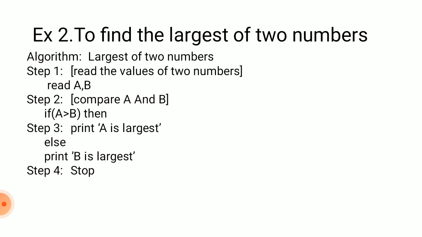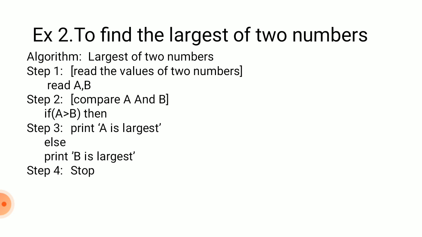Here the condition we have given is: if A is greater than B, you have to put the greater than symbol between A and B. If the condition is correct, if the condition is satisfied, then in step 3 it prints A is largest. Else, if the condition is not satisfied, then it simply prints the next statement, that is, B is largest, and stop.